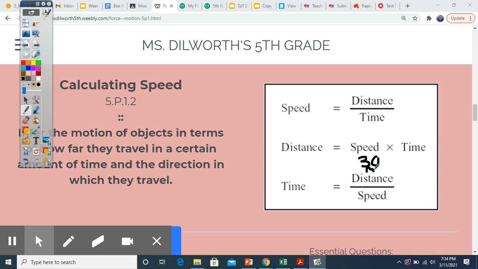30 miles per hour. And then our time was 10 hours. So we're trying to find how far they went. If they drove for 10 hours and they were going 30 miles per hour, we just need to multiply these. They gave us the speed, they gave us the time. So if I multiply 30 times 10, I would get a distance of 300 miles.